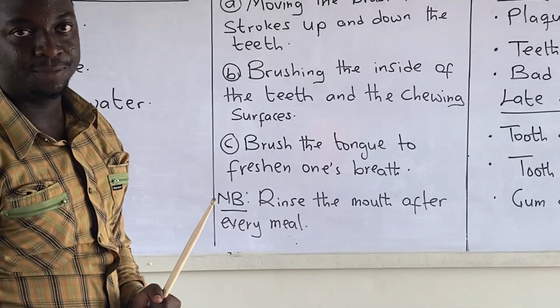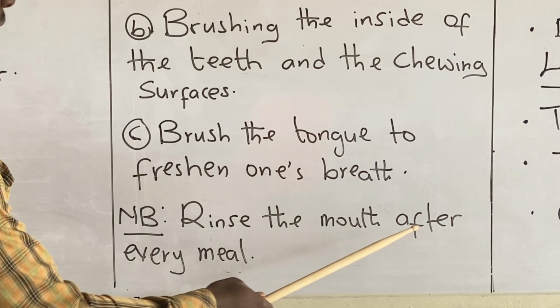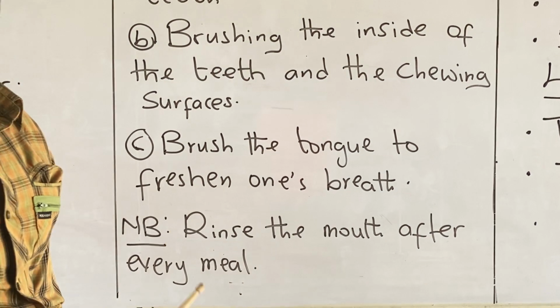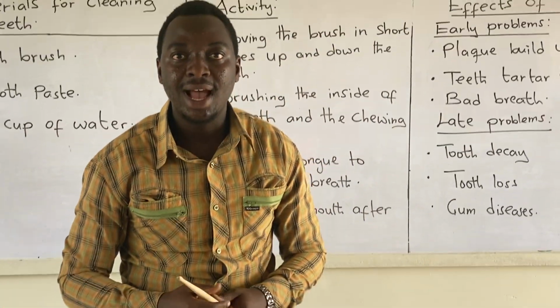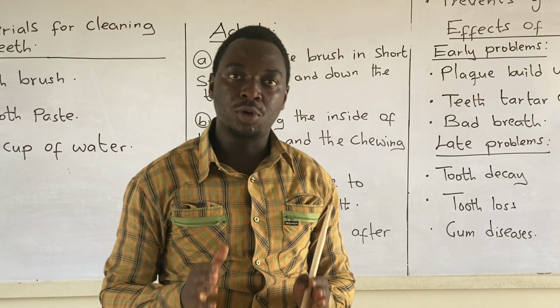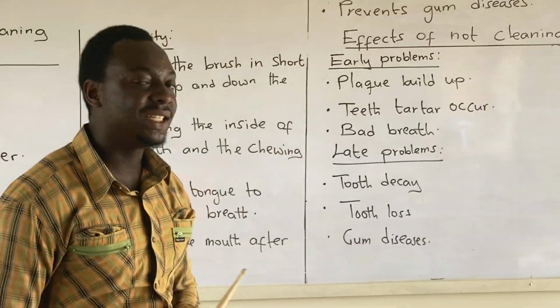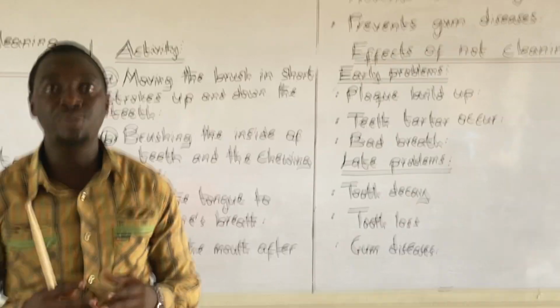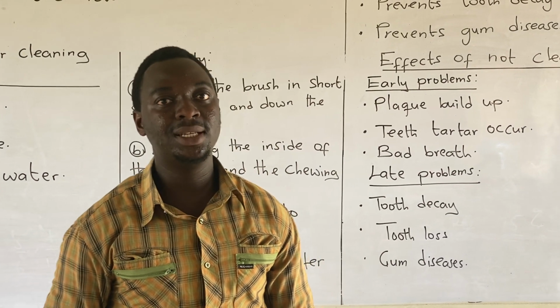Let's note this. It is very, very important for you to rinse the mouth after every meal. As kids, you have to rinse your mouth with water after every meal because it can prevent food from getting stuck in between your teeth. It is very important for us to brush our teeth. Let's look at some of the importance of brushing the teeth.